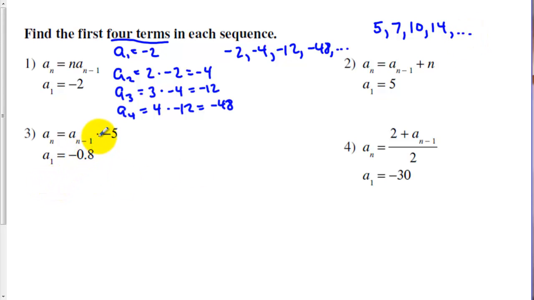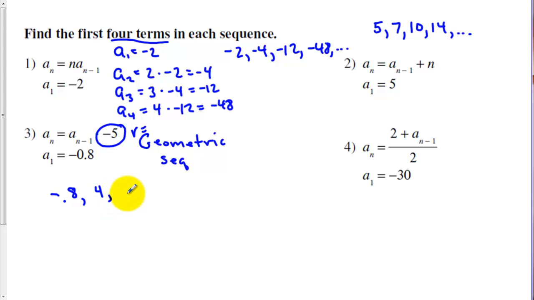In our third example, we'll be multiplying the previous number by -5. So this is the recursive formula of a geometric sequence, because if you remember from geometric sequences, we have a common ratio or a common multiplier. In a geometric sequence, this would be r. This is the way we would write the formula for a geometric sequence in recursive form. So a sub 1 was -0.8, and we're just going to keep multiplying by -5. -5 times -0.8 is +4. Multiply that times -5, multiply that times -5. And we could keep repeating that process.